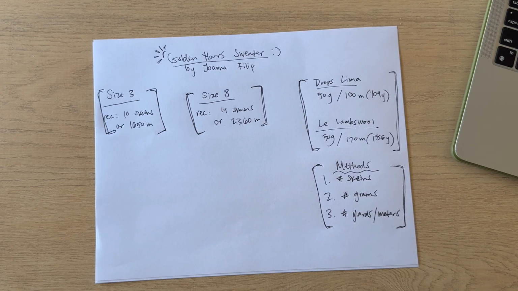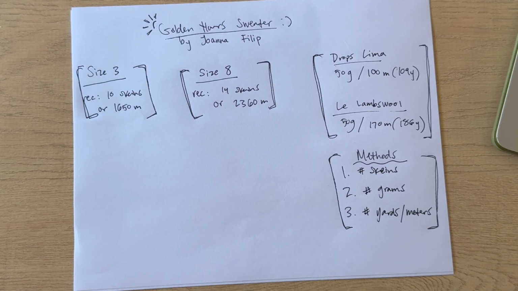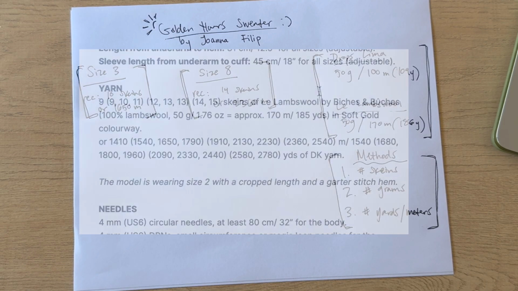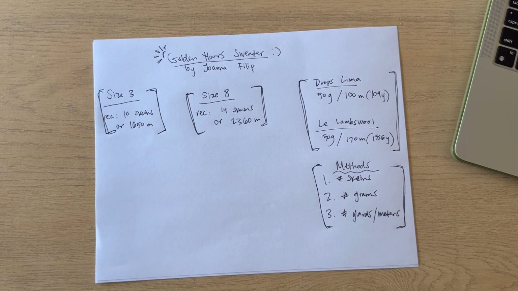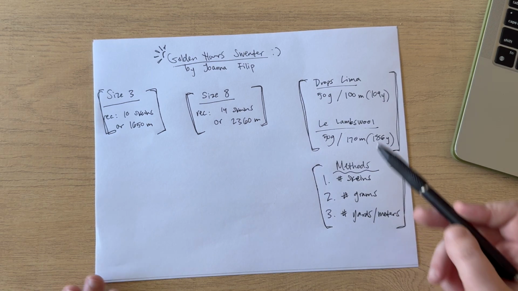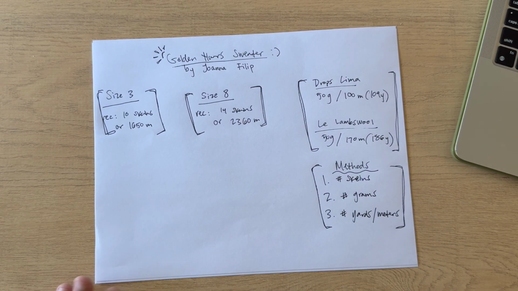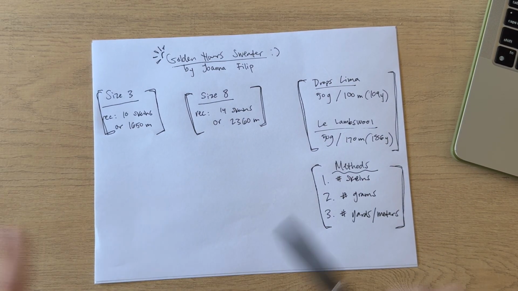Most pattern designers will include, even if they just include the amount of skeins they use, the information for how many grams are in one skein, as well as what the grams equate to. The Lamb's Wool uses 50 grams for every 170 meters, which I have here. Or if you think in yards, here's the number here. Basically, we can do some maths.